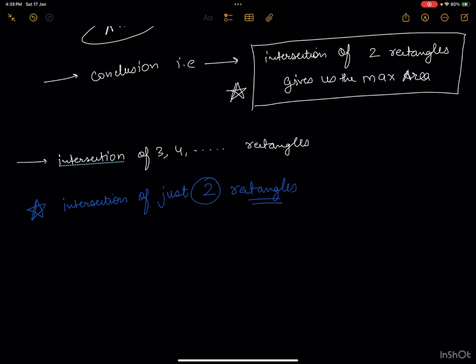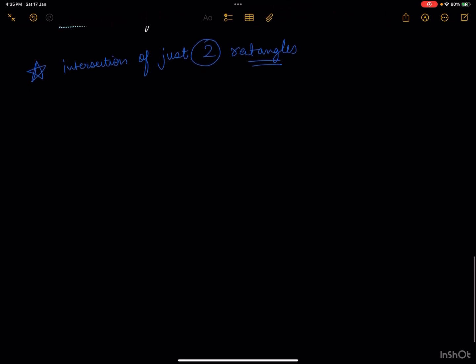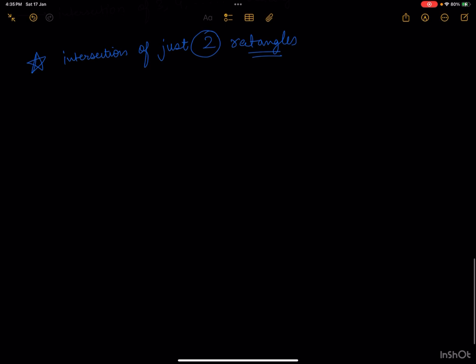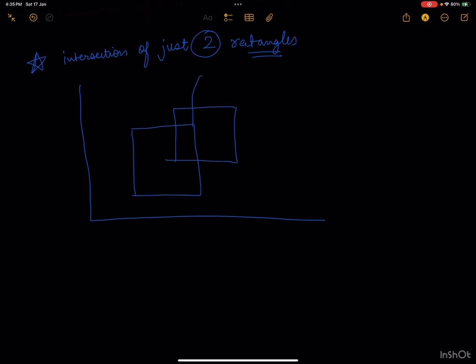Okay, so now let's focus on the problem again. So we had three rectangles with us, something like this, and then we had this, and then we had further this. Okay, A, B and C, and now we need to find the maximum area.